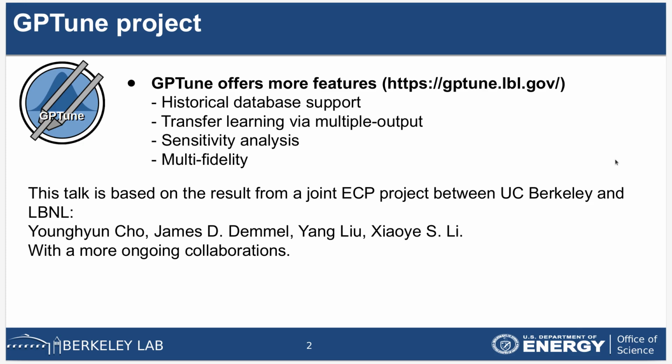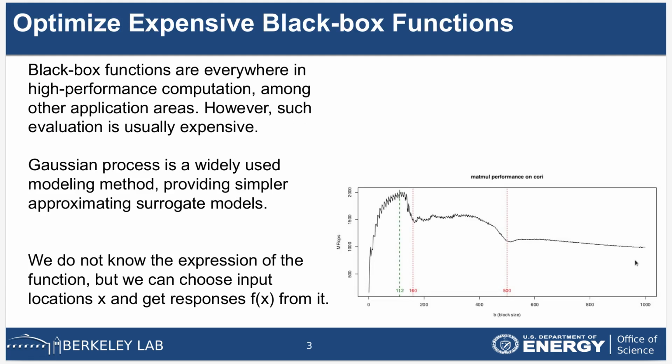Our project provides a full software pipeline including a lot of state-of-the-art and modern features like history database support, transfer learning, sensitivity analysis, and multi-fidelity optimization. This is a joint project between the lab and Berkeley. So let's start with the basic problem, the black box function optimization.